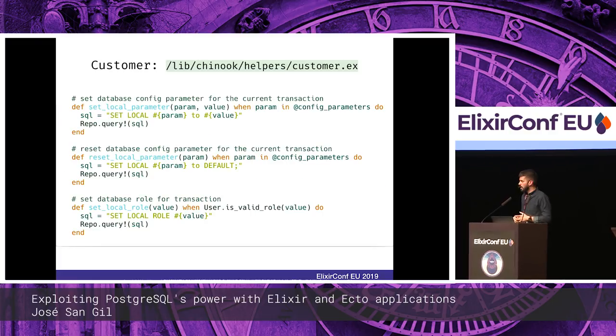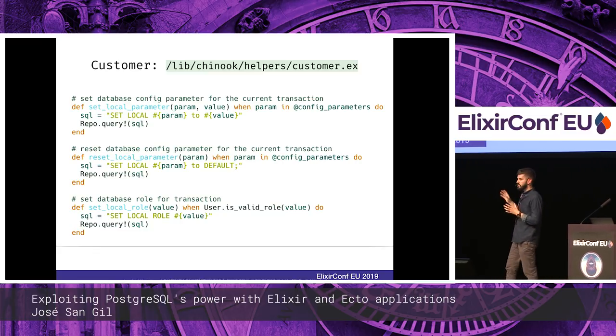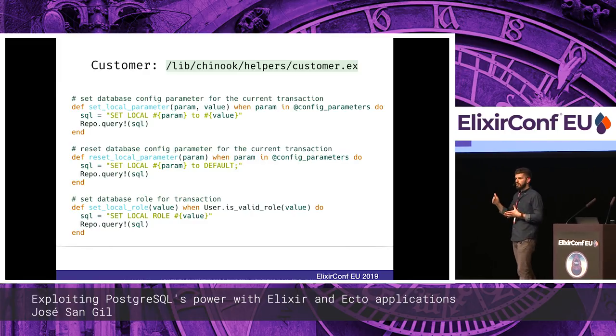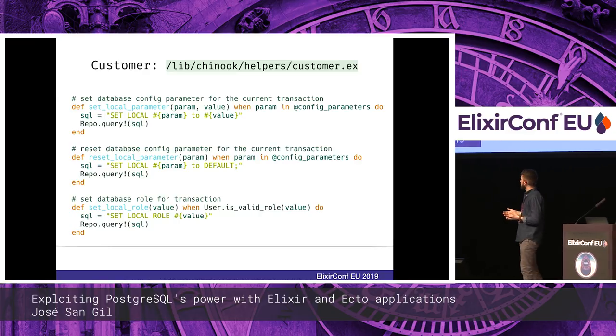Okay, so now we get to the interesting part. You already saw the queries that we use to create these policies, but in the queries I was using this Chinook app user parameter. So how do we set that?